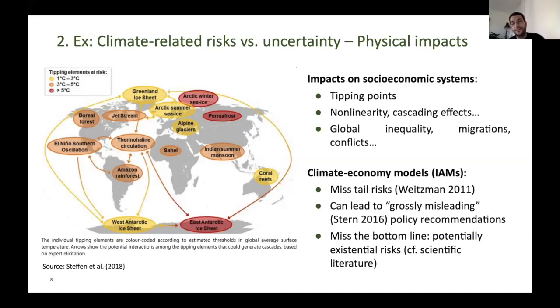You want to measure somehow the tail risk, and not what happens if everything goes more or less as expected, with a small impact on GDP by the end of the century. For example, Nick Stern, a leading climate economist, now argues that these models can be grossly misleading in terms of their outcomes and the kind of policy recommendations they lead to.